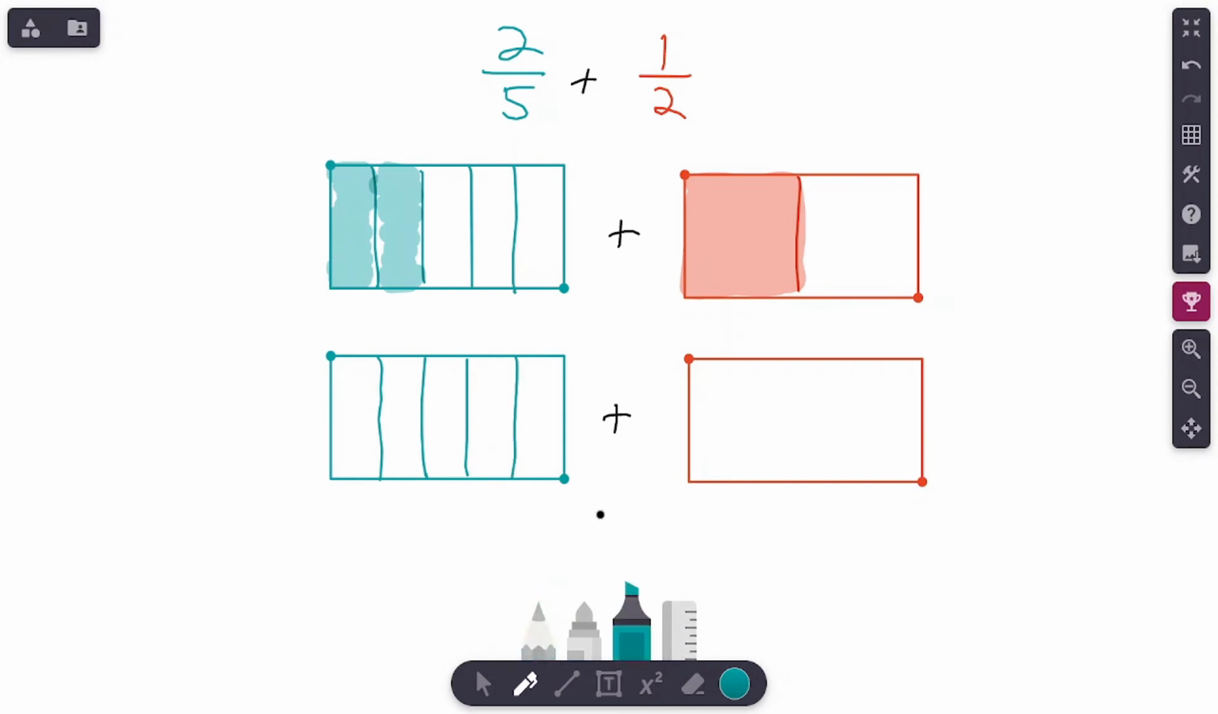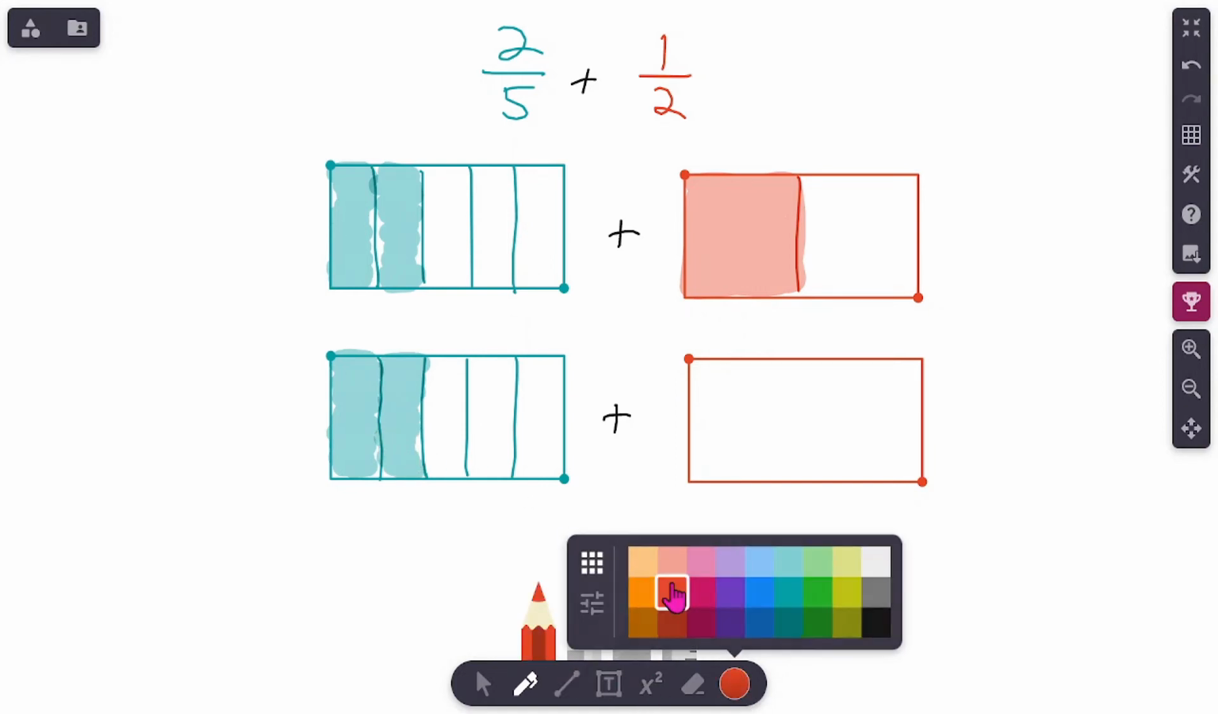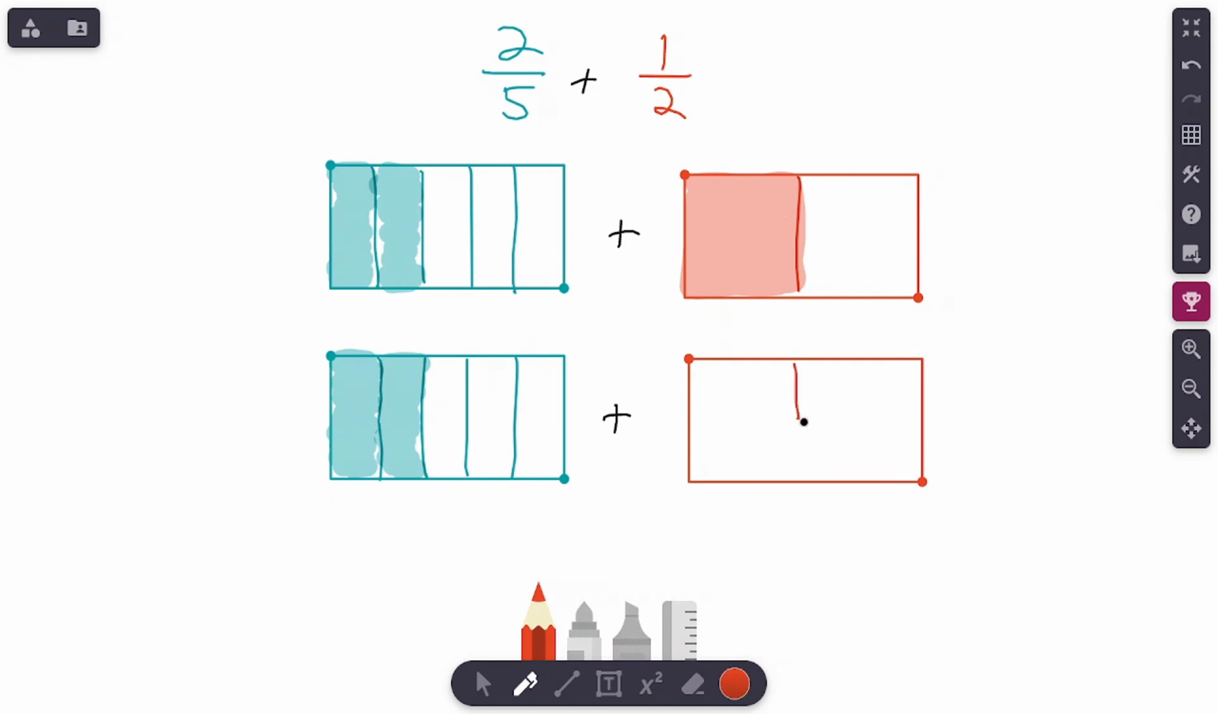So in this model here, we've got 5 equal size pieces to start off. And we are going to create an equivalent fraction here in a minute, and we will see how many equal size pieces we create. In this fraction, we have 1/2, and again, I did these vertically. I've got to do this one horizontally, so go horizontally across. Color in 1/2.